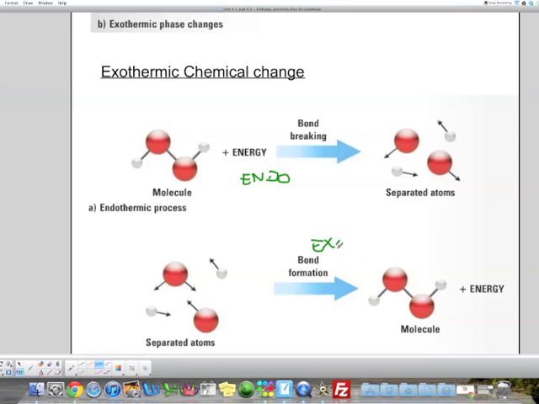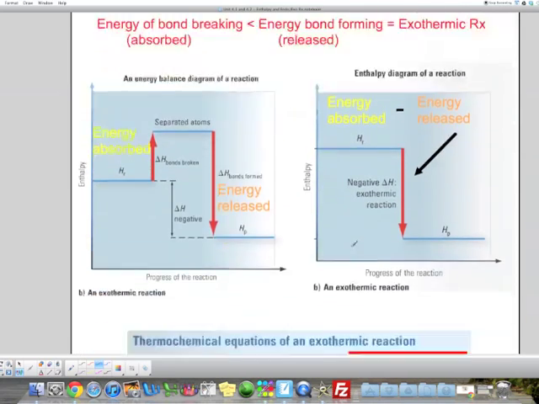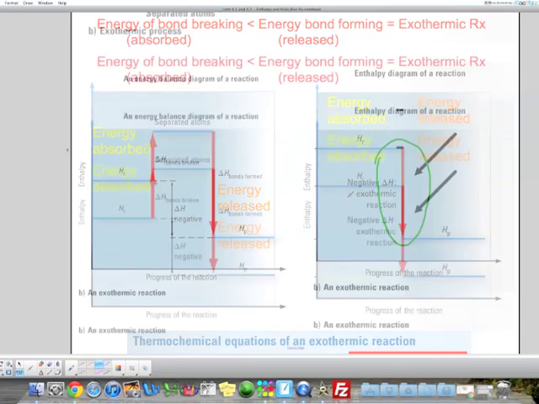But in this case, if we look at the other graph, the amount of energy absorbed to break the bonds will be smaller than the amount of energy released while the new bonds are being formed. So the net difference between both will be negative, which gives me an exothermic reaction.